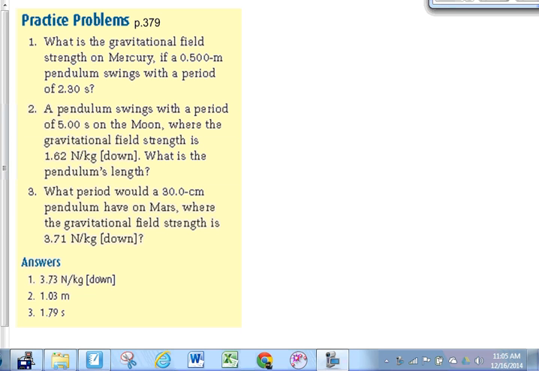Number one says, what's the gravitational field strength on Mercury if a 0.5 meter pendulum swings with a period of 2.3 seconds? In question number one, we have the length of the pendulum, 0.500 meters, and the period of the pendulum is 2.30 seconds. We're looking for the gravitational field strength. Again, just like the example, we have to rearrange this equation. T is equal to 2 pi square root L over G.